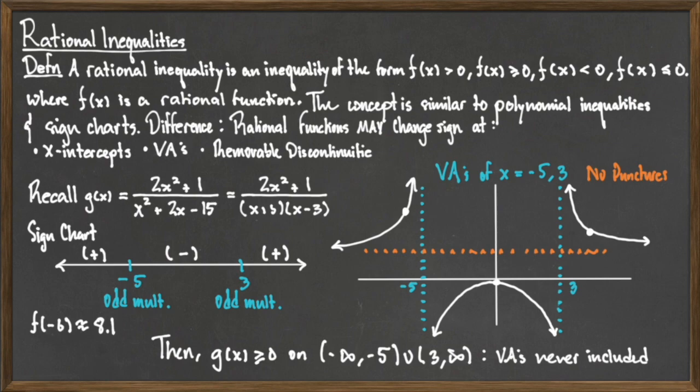So even with a weak inequality in this case, I still have to use open brackets. I can't include values that are vertical asymptotes because my function is undefined there. So I can't rightly say that my function is equal to 0 or bigger than 0 at that location. It's just undefined.